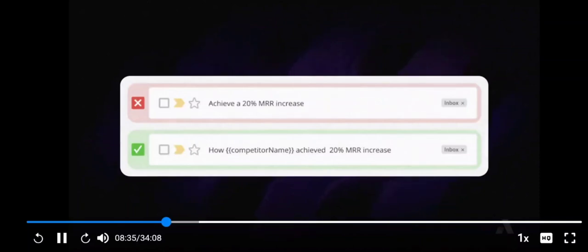I will show you how you can create such emails in a few minutes. After you find the intent you're going to target, you need to start with a subject line. The first rule of a good subject line is to keep it personalized. Look at these two examples. Which one will make a potential customer think that the email was written just for them?